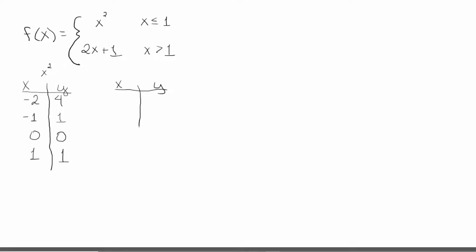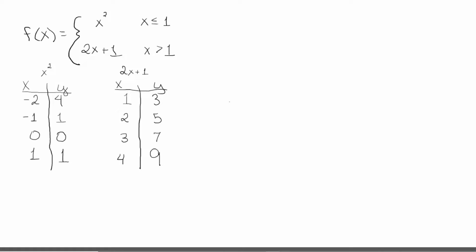I'm then going to do another table for 2x plus 1. And this time I need numbers bigger than 1. So numbers like 2, 3, and 4. And even though I'm not supposed to plug 1 into the second equation, we still need to check it. It won't be on the graph, but it's still going to be important for us to know where that point would be. 2 times 1 plus 1 is 3. 2 times 2 plus 1 is 5. 2 times 3 plus 1 is 7. And 2 times 4 plus 1 is 9.